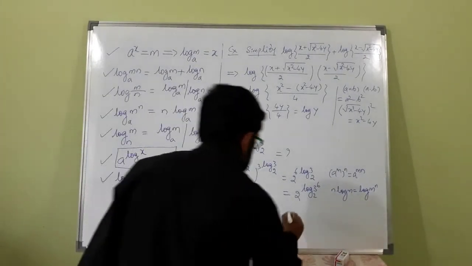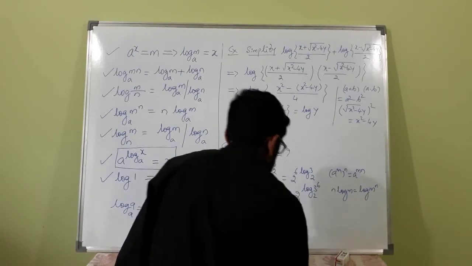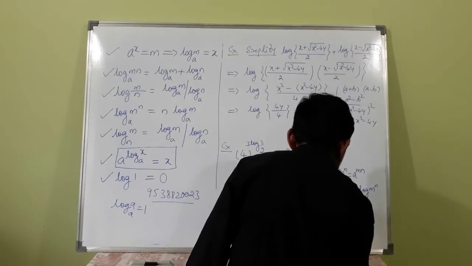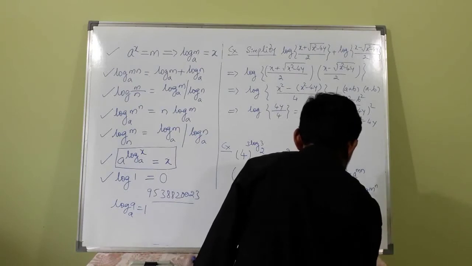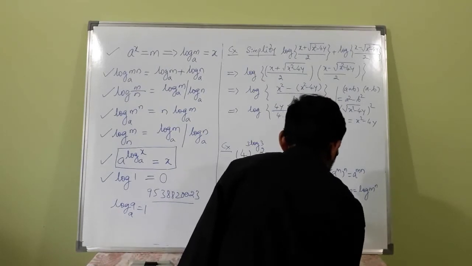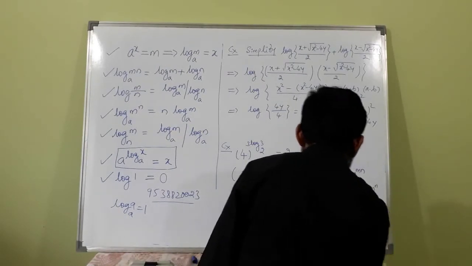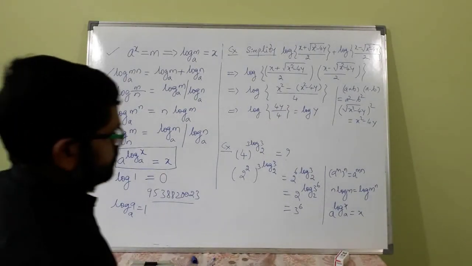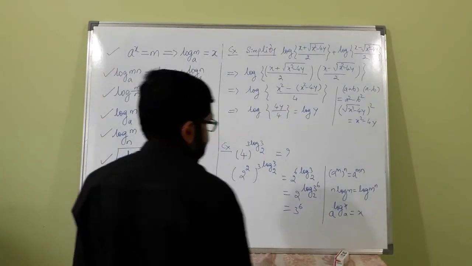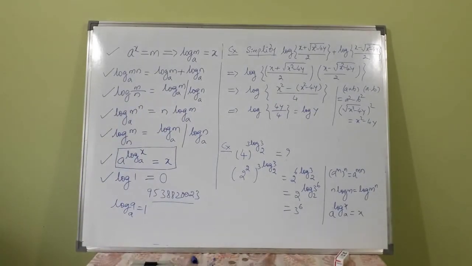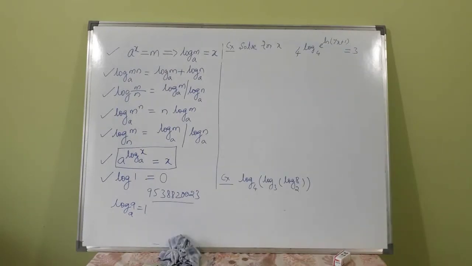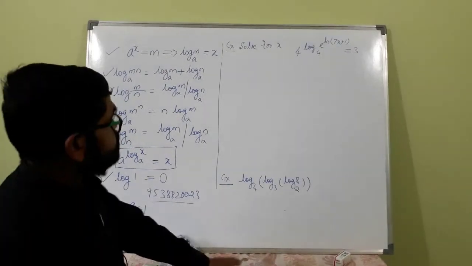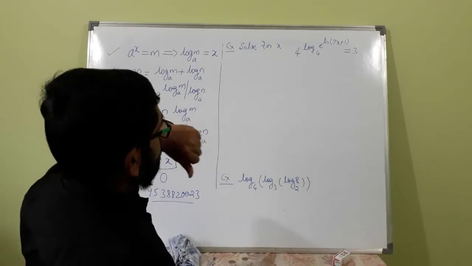Now this is equal to 3 raised to 6, because a raised to log x to the base a is equal to x. We are using these three rules here. So 3 raised to 6, or 27 into 27, that is 729. Last two examples. Solve for x.